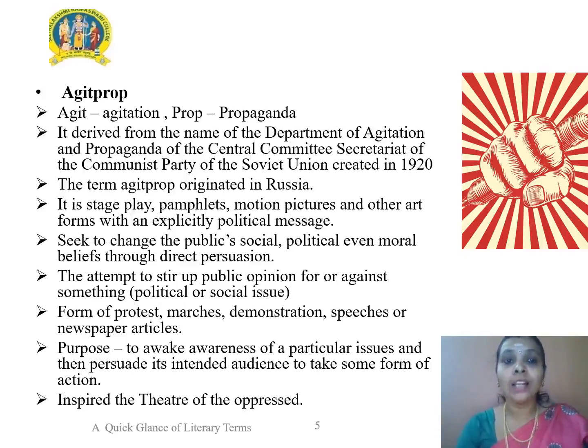The street plays were performed from one place to another. The plays were performed in warehouses, factories, farms, and streets. In 1920, 70% of Russian people were illiterate. So, theatre was an important mode of communication for the revolutionary cause. The purpose is to awaken awareness of a particular issue and then persuade its intended audience to take some form of action. And this theatre inspired the Theatre of the Oppressed, a very important theatre that later developed from agitprop theatre.